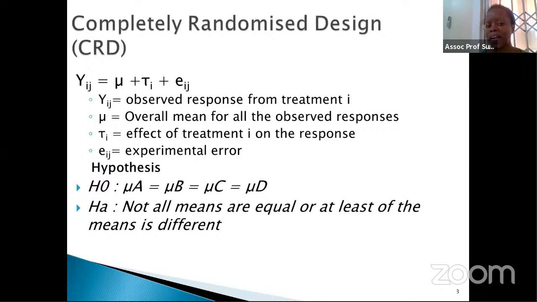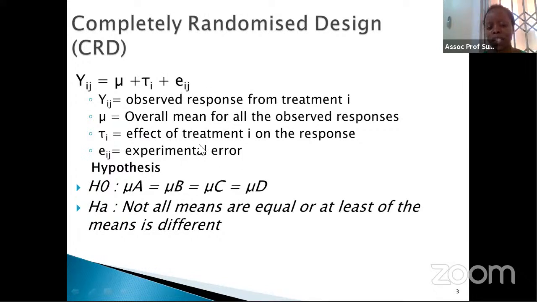Now for a CRD, this is a by the way, I have written this for your information, that we have a model, which is a simple model, where the Yij is the observed response from treatment i, mu is the overall mean of the observed response, tau i is the effect of the treatment on the response, and epsilon ij is the experimental error.